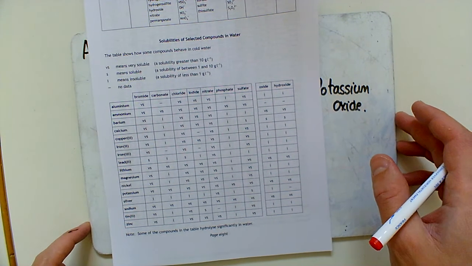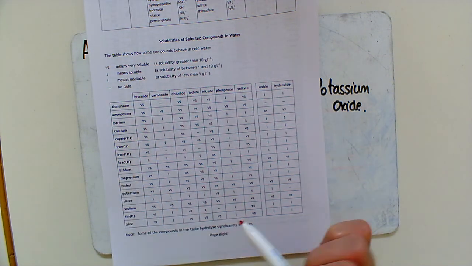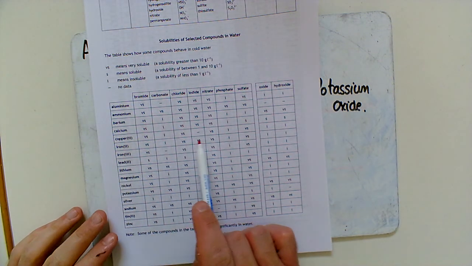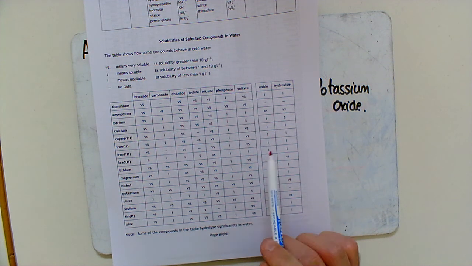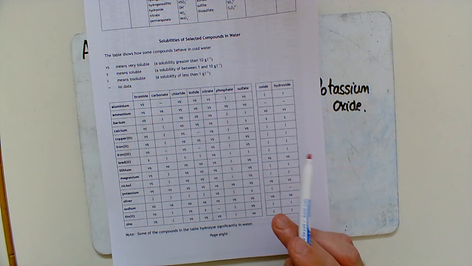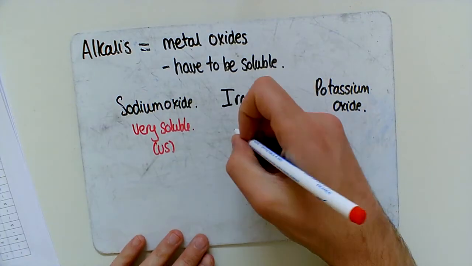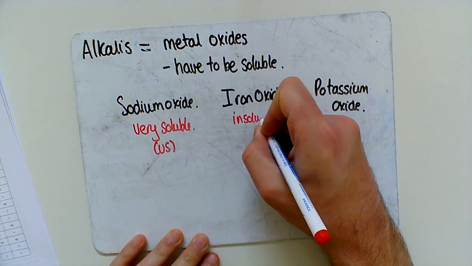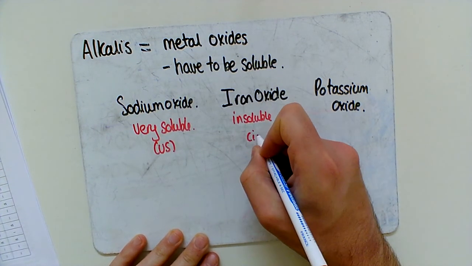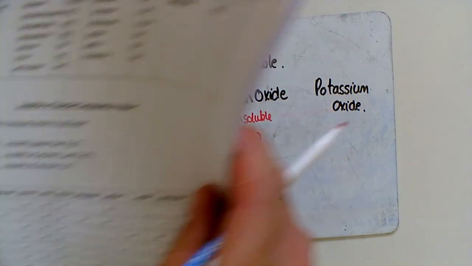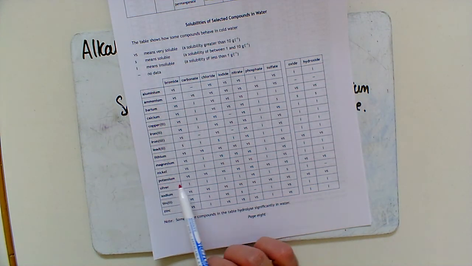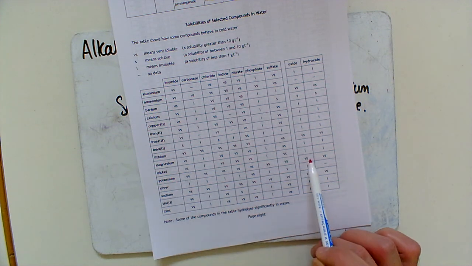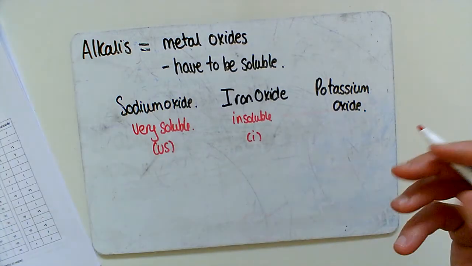Iron. So we've got iron 2 and iron 3. We haven't said, so we'll look at both of them. We go across to the oxide. For iron 2, we've got an I, which means insoluble. For iron 3, we've got an I, which means insoluble. So both of those are insoluble. And finally, potassium. So again, it's alphabetical order, so potassium's near the bottom. And potassium, actually, everything in the potassium thing is very soluble. So potassium oxide is very soluble.